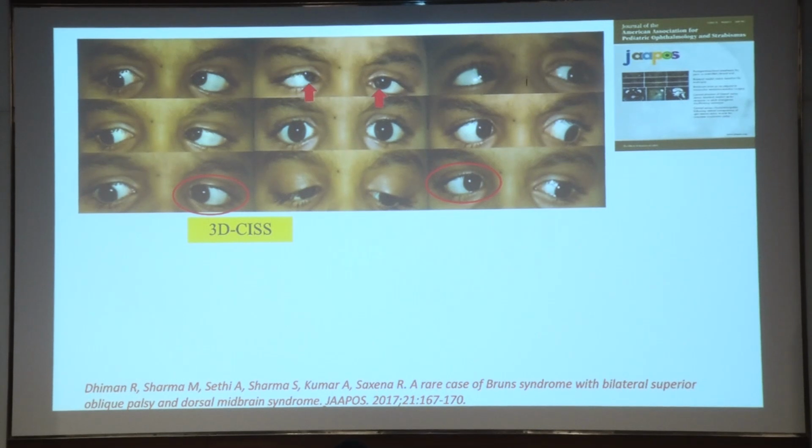Now this is another interesting case. The patient was referred to us as a case of squint. This is a pediatric patient referred as a case of squint. On examination, we found that the child had dorsal midbrain syndrome because there was convergence retraction nystagmus and an upgaze limitation. So we got an MRI done and the MRI showed a panhydrocephalus.